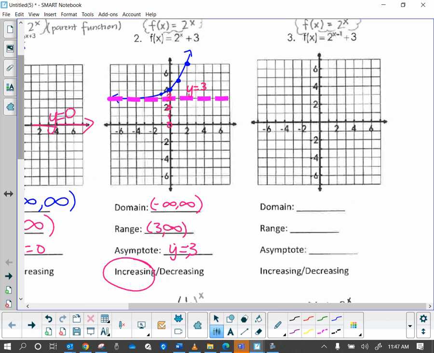Think about the asymptote as a line that your graph kind of sits on. Where is it sitting? Where's its chair? It's right there. It's not down here anymore. It moved up because you moved the entire graph up.